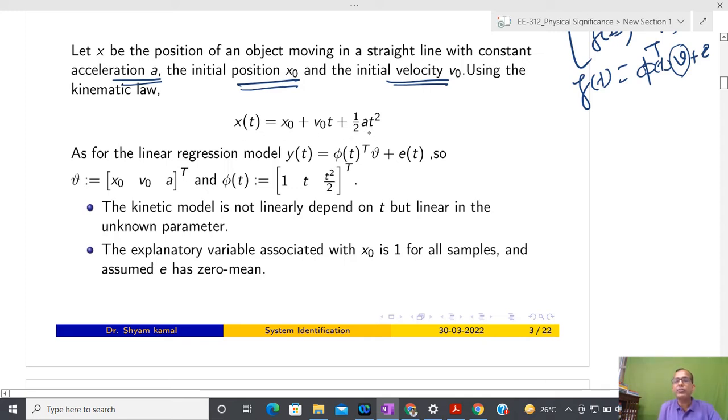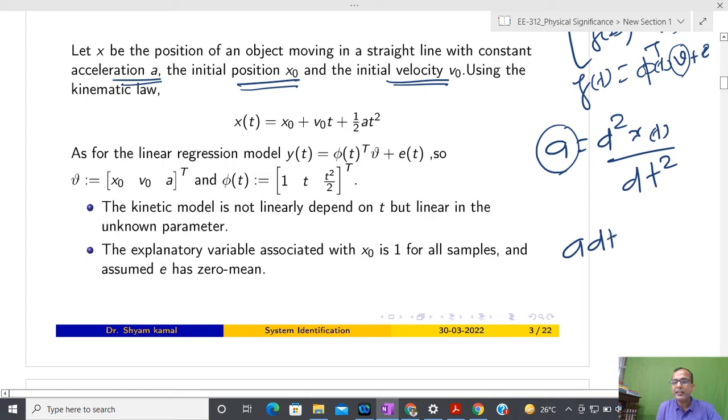If some object is moving with constant acceleration, then x(t) can be written like this, or you can derive it; that is not very difficult. Here a is d²x(t)/dt², and I am assuming that a is constant, so you can take one time integration. If you take one time integral from 0 to t over tau, then this kind of expression comes into the picture, and some constant is also involved.